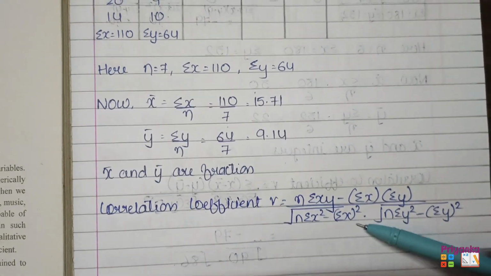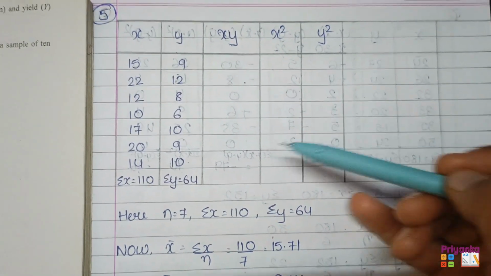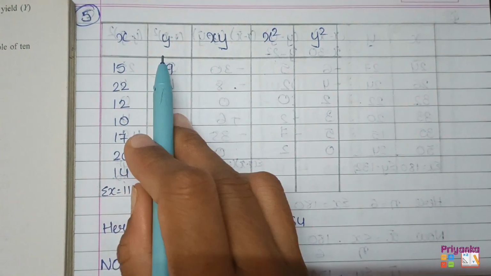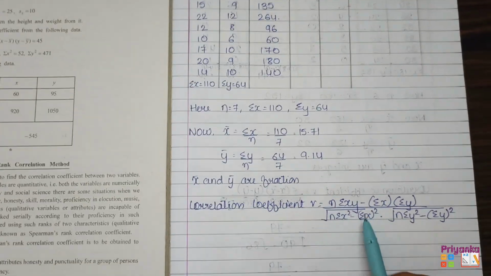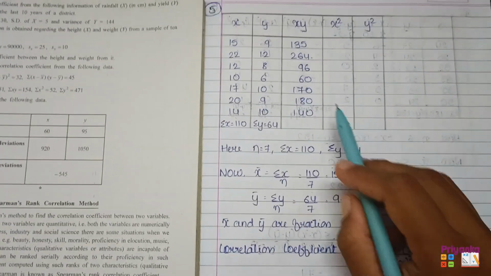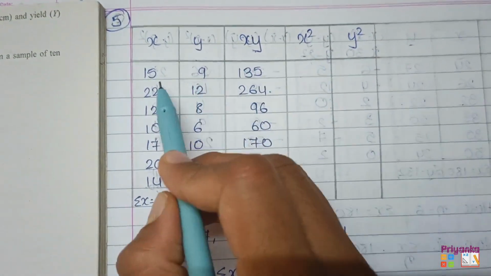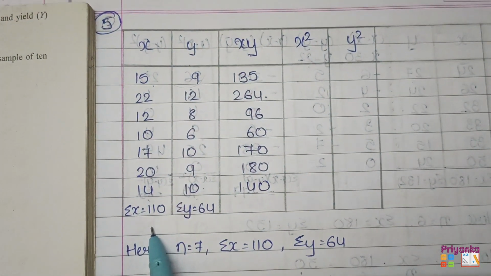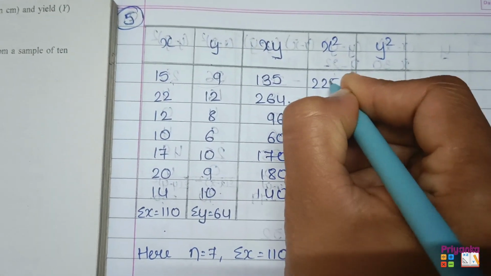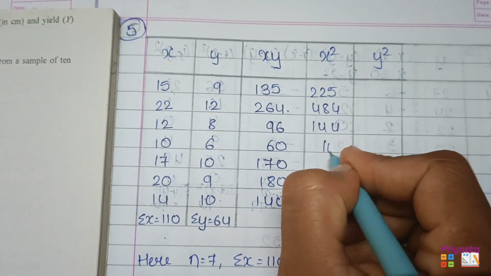Out of this formula, I'm just getting ready with the columns which need to be calculated. Let's make the calculation for xy: multiply the x column and the y column. Remember, this formula has to be used only when the values are small, and in this question the values are small, so we are using this formula. Moving to the next information, that is x square. Just take the square of this column, that is 15 into 15, we get 225. Next, just continue with your calculator. You can make the calculation.